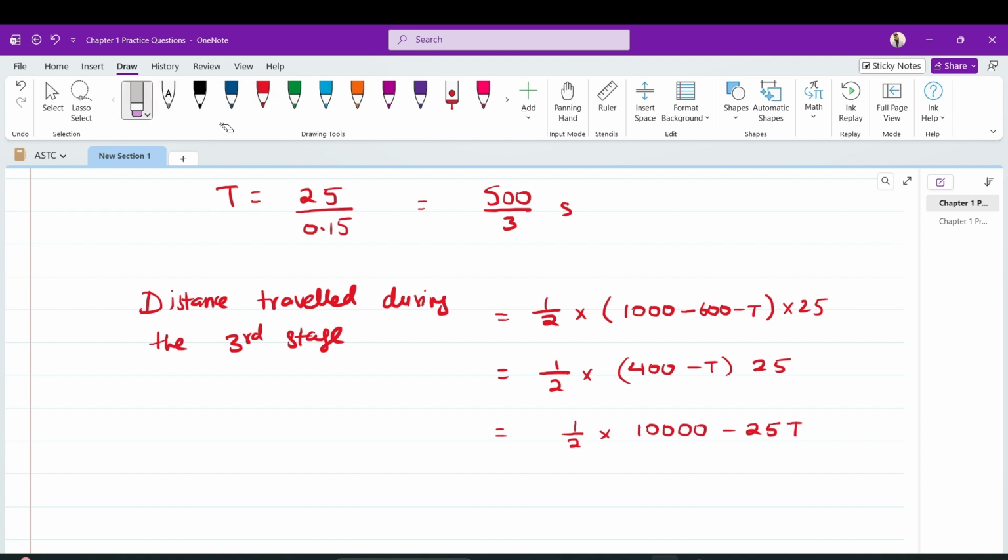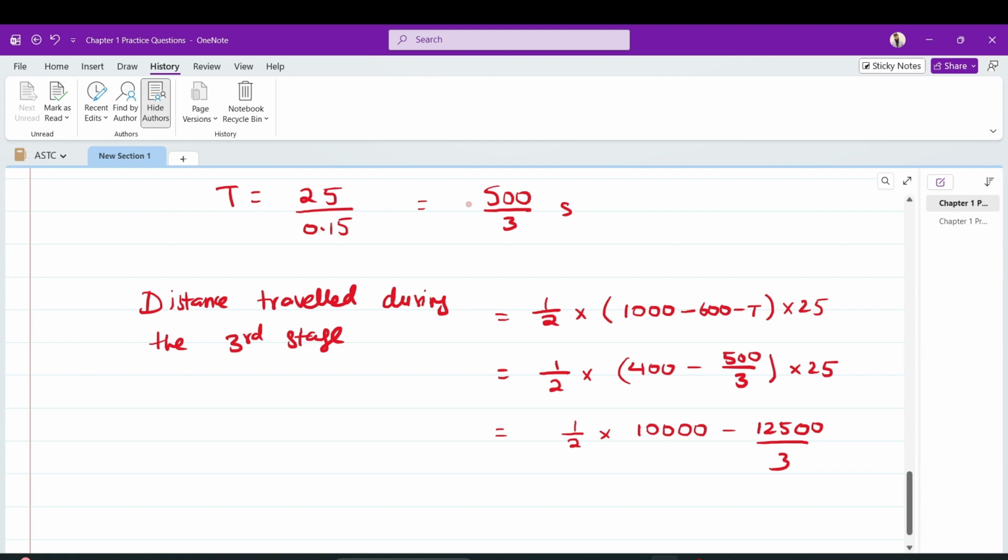Sorry, my bad. We already found the value of t, right? So we can just plug in that value now. So this will be 500 over 3 multiplied by 25. Okay. So, right, now 25 times 500 upon 3. This will be 12,500 over 3. Now I can plug all of this in calculator.